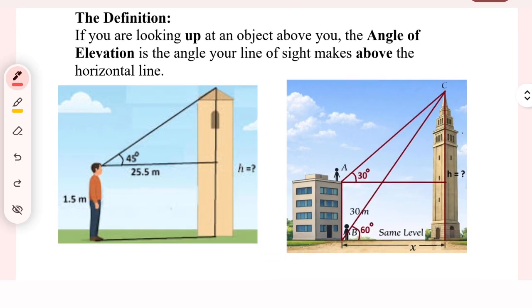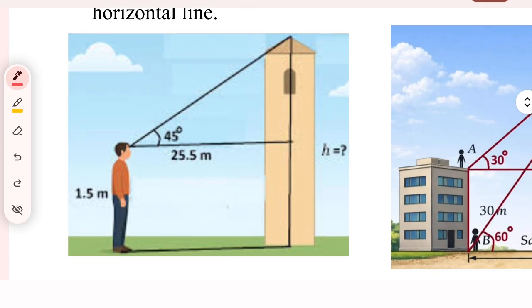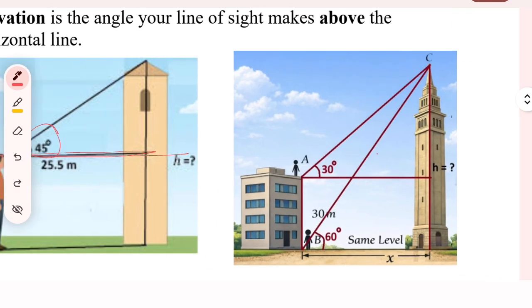And here are two examples. So let's just start with this first example here. If this is your horizontal line of sight, and you look to the top of the building, this angle, 45 degrees, is an angle of elevation. All right, that's an angle of elevation because it is above the horizontal line of sight. Looking up, right?